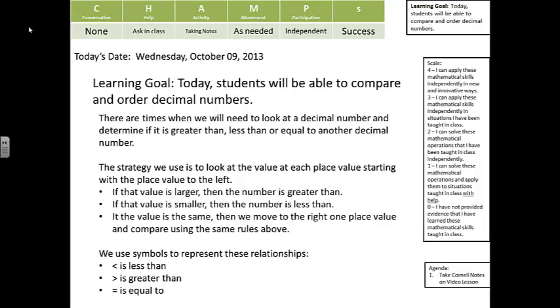The way that I remember the symbols is I remember that the point of the greater than or less than sign always points to the smaller number. So as long as you have it pointing to the smaller number, then you'll have the correct symbol.